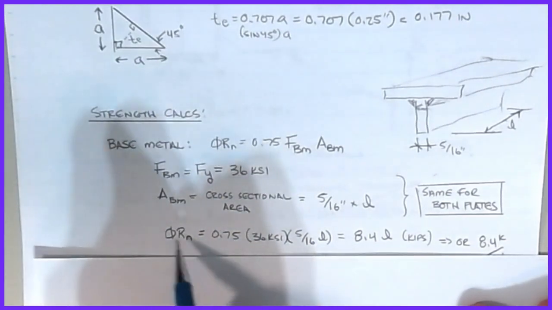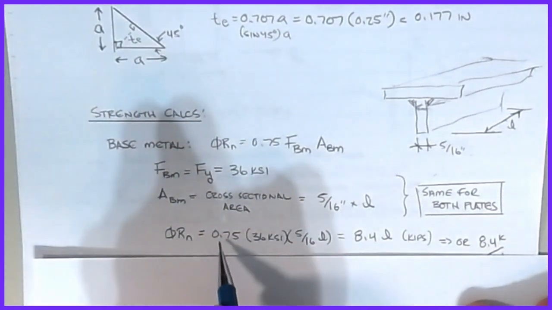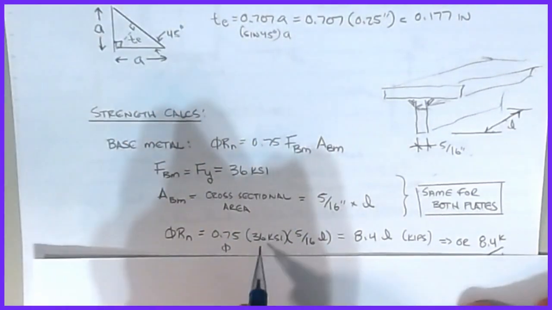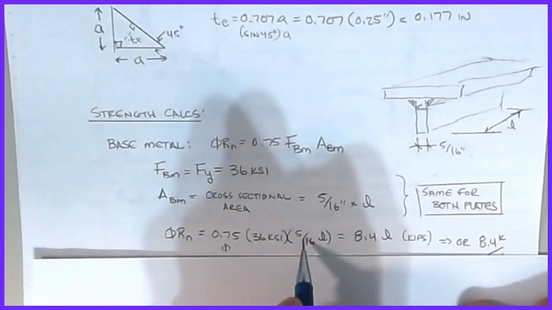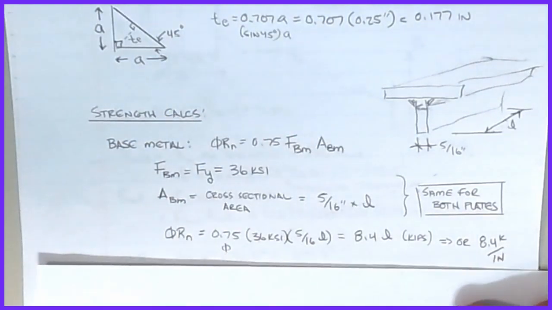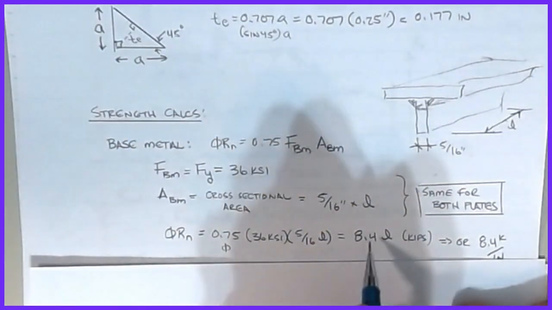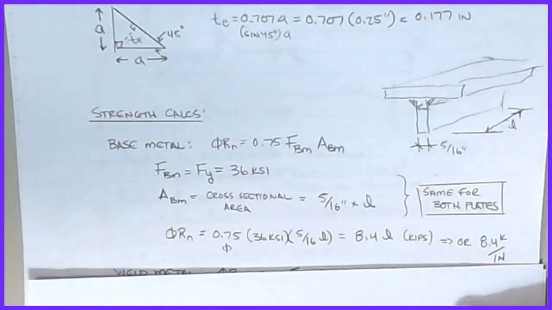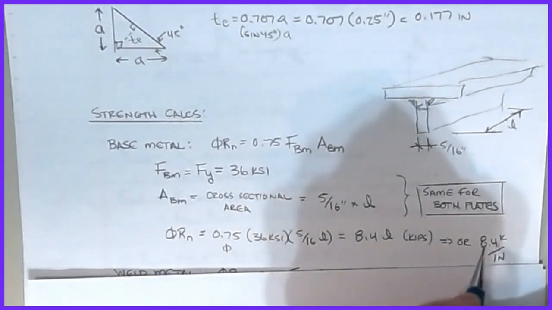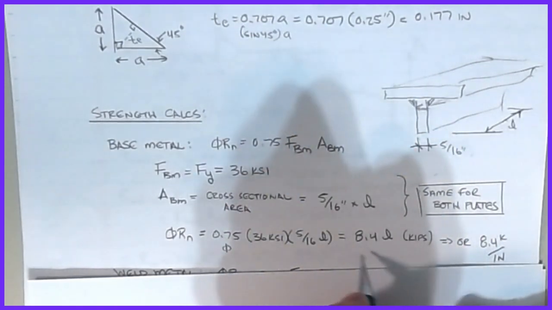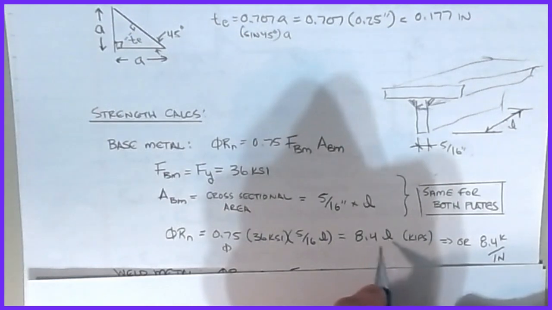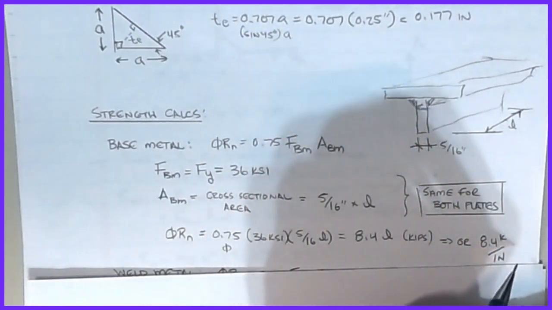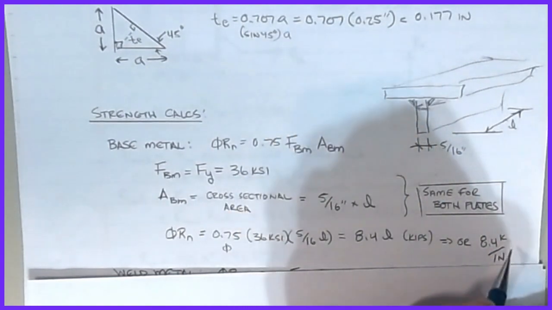All right, so here we go. We've got phi RN. Phi is 0.75. Here's the FBM value, 36. Here's the 5/16 L. And so the capacity of the base metal is 8.4 times L measured in kips. If I divide everything by L, that's the same as saying how much load is on 1 inch. Well, it's 8.4 kips on 1 inch, so that's why we write it as 8.4 kips per inch.